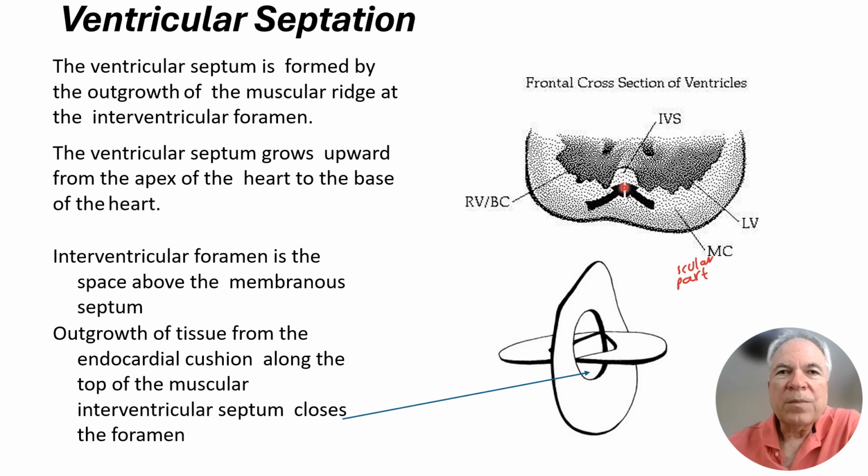This is where the muscular portion of the defect originates from, between the right and left ventricles. And it grows up, and then if it stops here, then you have a defect underneath the valve, which is called the AV canal.